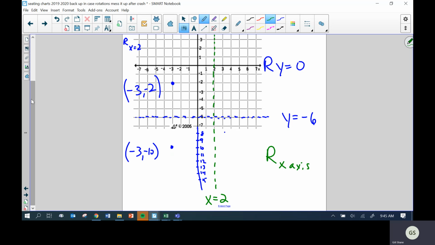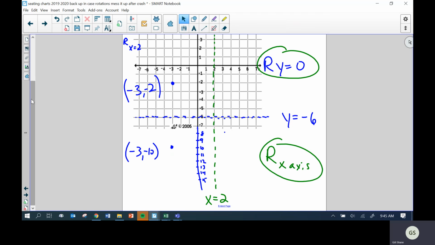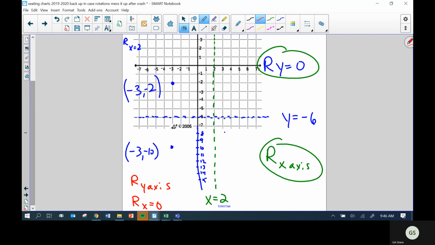So these two things are the same. Same exact thing. So write that in your notes. Reflecting over y equals 0 is the same as reflecting over the x-axis. And by the same token, I'll write it in red, these are the same things. That's the same thing, because the y-axis, the vertical line right here, is where x equals 0. So those are the same thing.